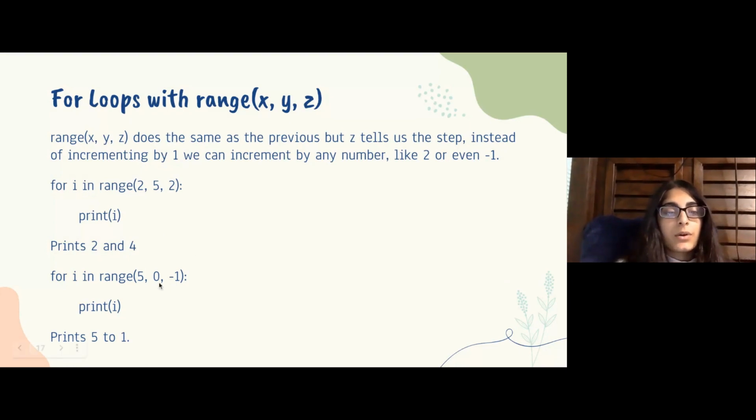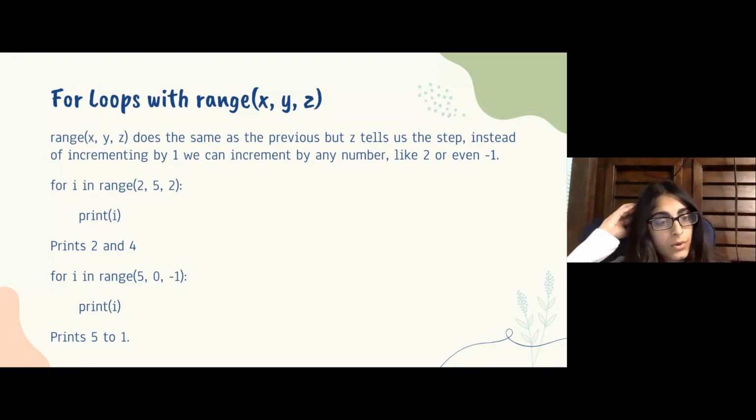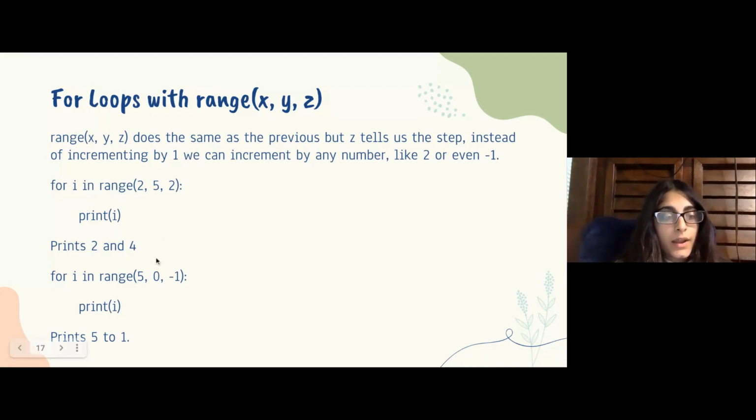Then we also have our negative step over here, where we can start with a large number and go backward. So we start with 5, and then we go backwards until 0. And remember that our y is exclusive, so we're not getting to 0. We're only getting to 1.